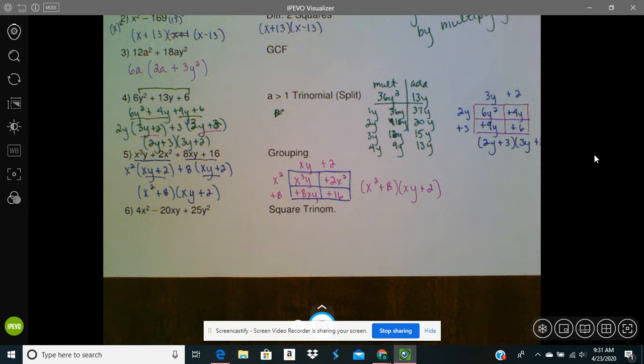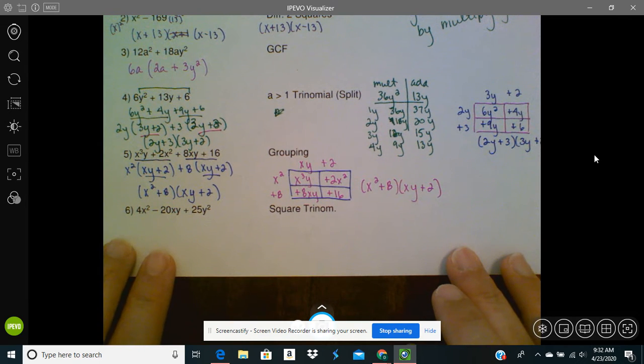All right, let's look at this last one. Okay. Is there a greatest common factor? 4, 20, and 25 have no greatest common factor. So we say that they're relatively prime. That's what you call it. Okay. So we can't do product sum. I can probably do split the middle.